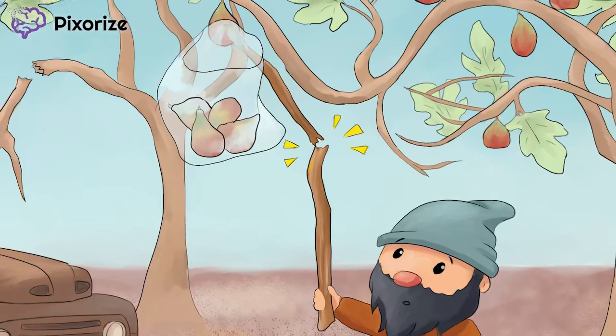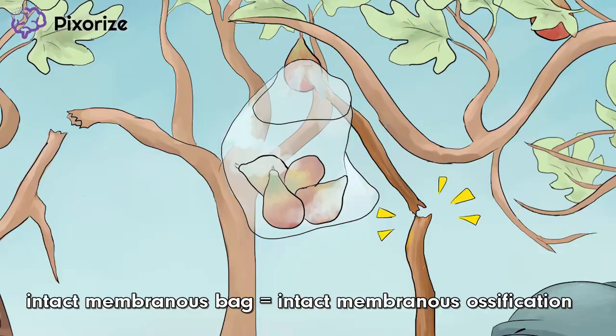Next, take a look how the bag used to catch figs is intact. This membranous bag represents membranous ossification, which remains intact in achondroplasia since this process is not dependent on replacing cartilage with bone. The bones that develop through membranous ossification are the bones of the skull and the clavicles, which is why patients with achondroplasia usually have large heads relative to the rest of their body, similar to this dwarf.